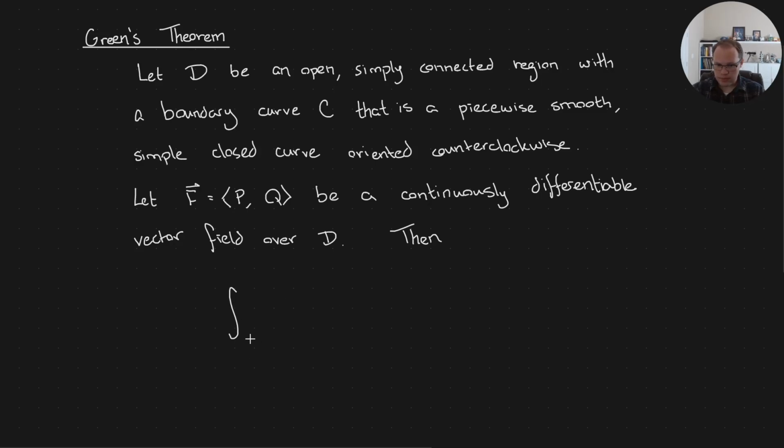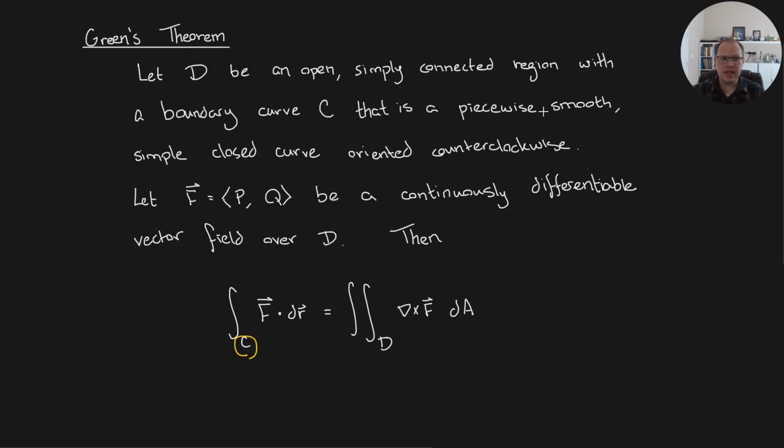The integral over curve C of F dot dr, so that's the vector line integral over curve C, is going to be equal to the double integral over the full region D of the scalar curl of F. Okay, so a few things to say here.